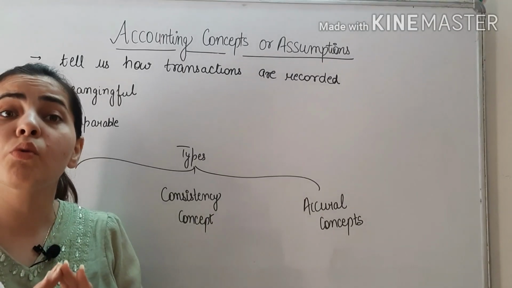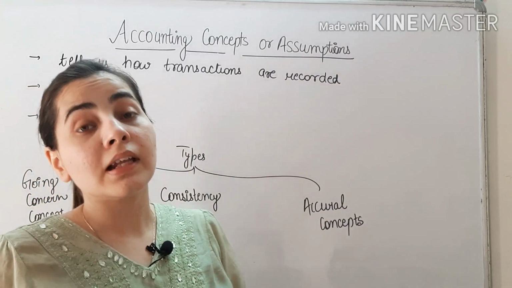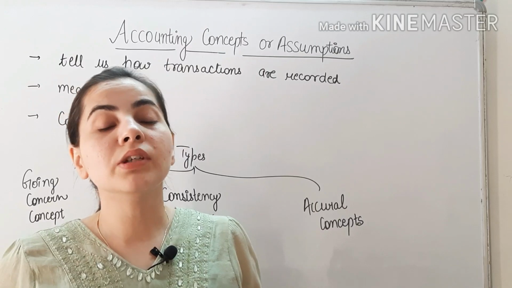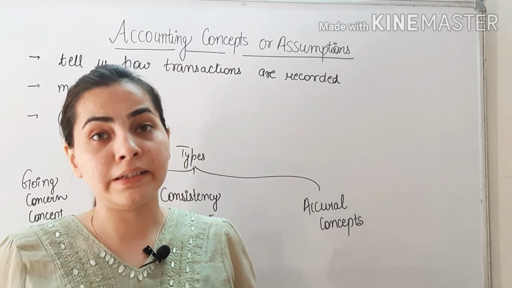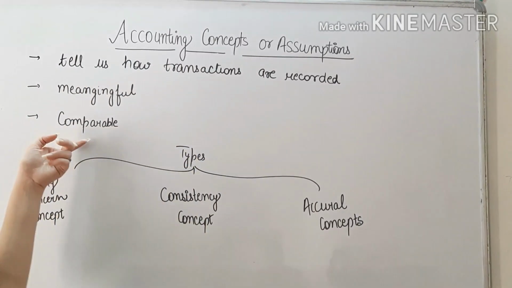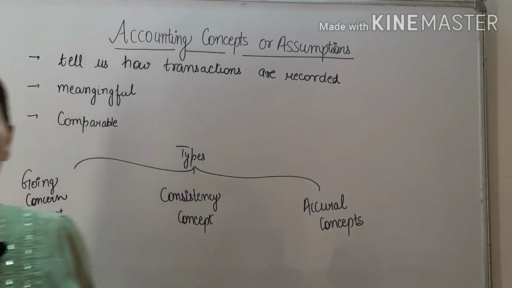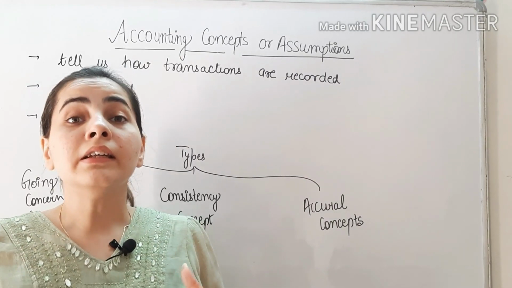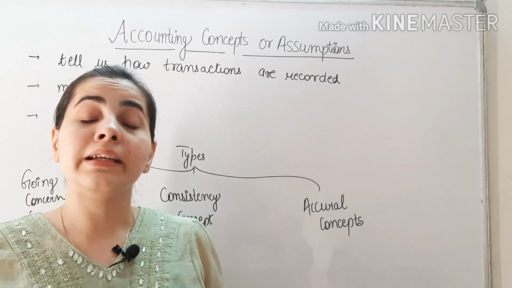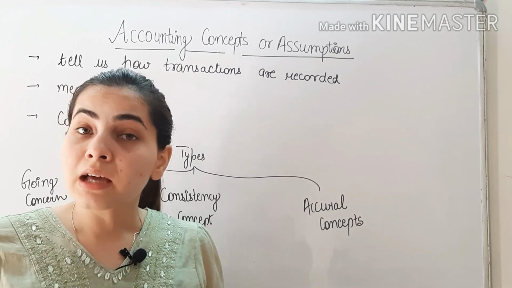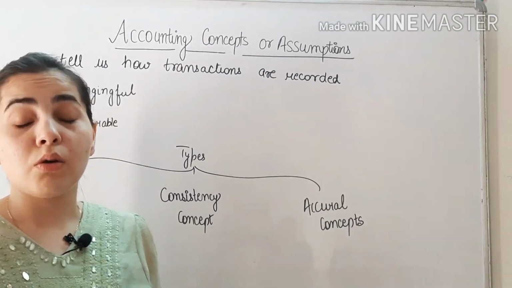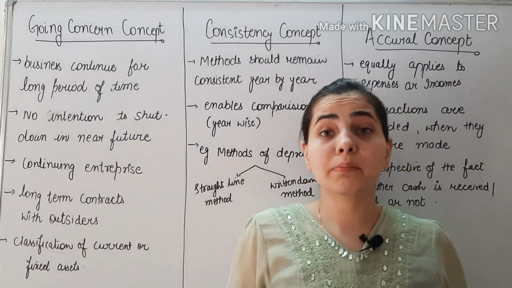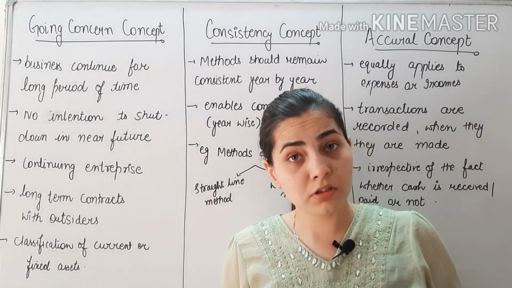It will make everything more meaningful as it will tell us the rules and regulations of recording the transaction. So eventually everything will become more meaningful, clear and precise. Also, it facilitates comparison. Like when two firms are following these concepts, then we can later on compare the data of these two firms and analyze which firm is doing better. Let's study all these concepts one by one in detail. The first concept that we will study is going concern concept.